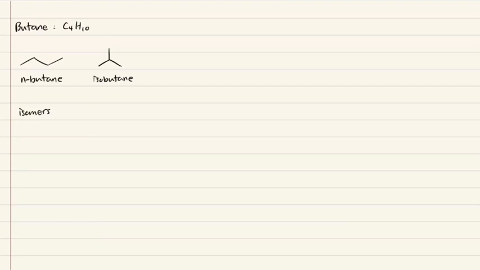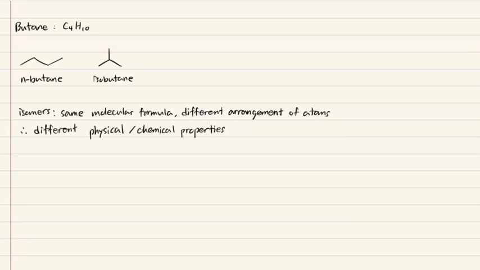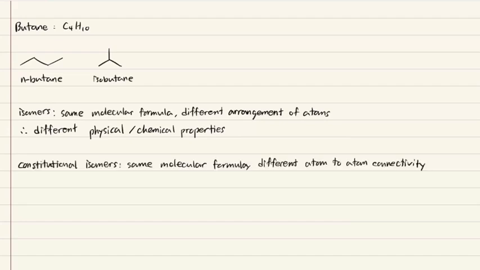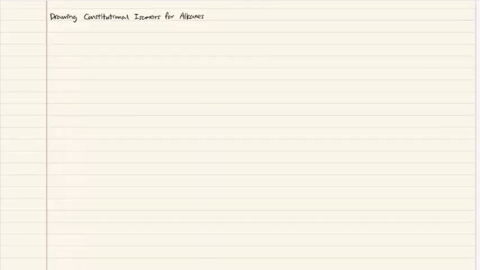This means they have the same molecular formula, but have different arrangements of atoms in space, leading to their different chemical and physical properties. More specifically, these molecules are constitutional isomers, or molecules with the same molecular formula, but different atom-to-atom connectivity. Alkanes with 4 or more carbons all have multiple constitutional isomers.